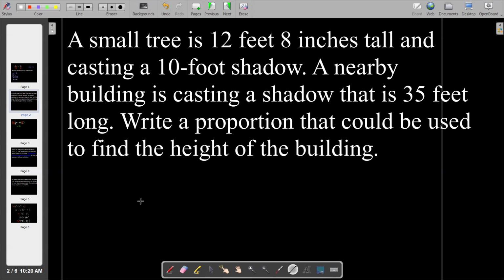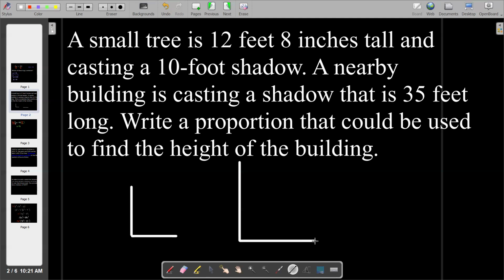So I feel like the tree can be like this big, and maybe the building can be like this big. Again, it is certainly not drawn to scale, right? And it looks like the tree is casting a 10-foot shadow, so maybe something kind of like this. And then the building is casting a shadow, maybe something like this.